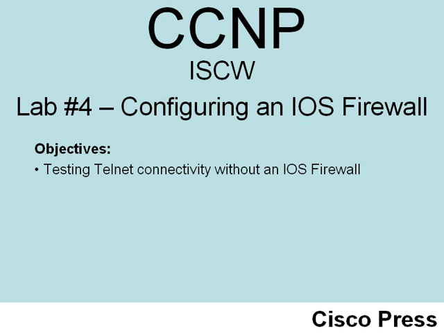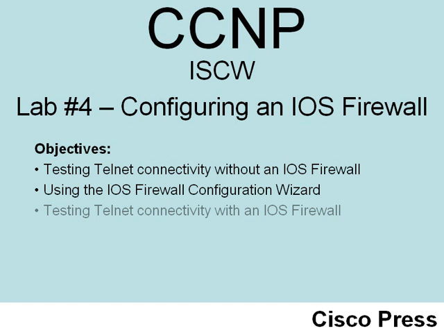We are going to establish a Telnet session originating on the inside of our network and terminating on the outside of the network. Then, in reverse, we're going to initiate a Telnet session outside of the network and terminate it inside of the network. We are going to do that initially without the iOS firewall configured. Then, we are going to go through the Firewall Configuration Wizard, which is part of SDM, and we're going to notice the Telnet behavior after going through this wizard.